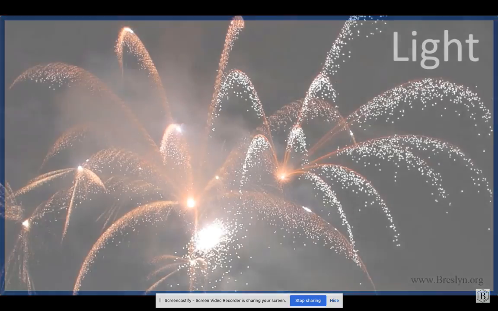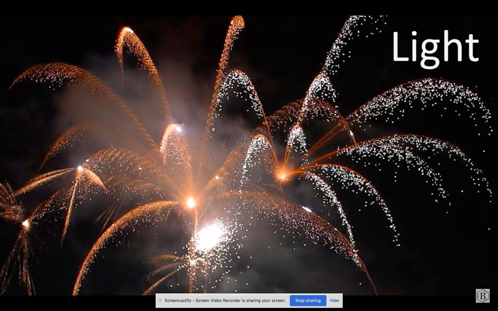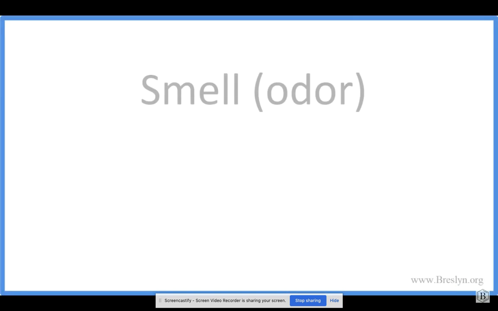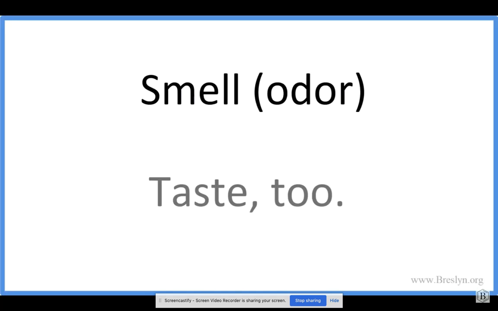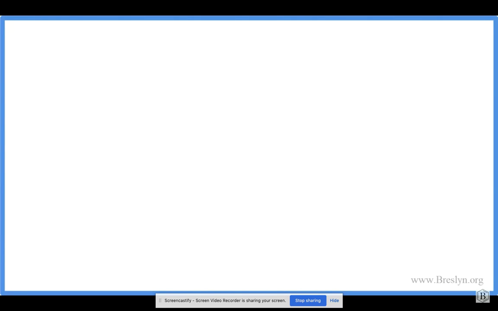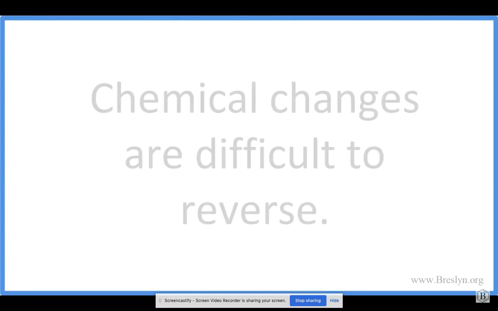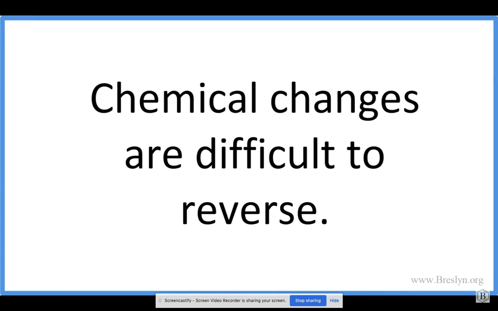Another sign of a chemical reaction is when light is given off. Light. This happens frequently when we burn things, combustion. A change in smell can be evidence of a chemical reaction as well. Smell or taste. Taste too, I suppose, for all you kitchen chemists. A final important piece of evidence that a chemical reaction has occurred is that the change is difficult to reverse. Changing ashes back to paper, that's very difficult. Changing rust back to iron, again, that's pretty difficult.